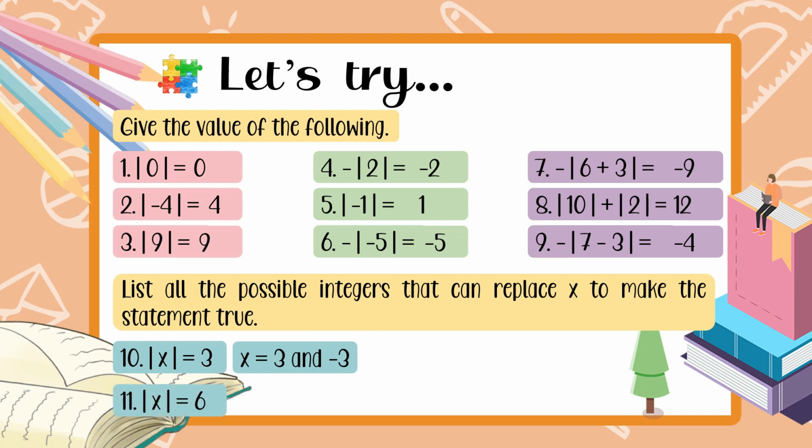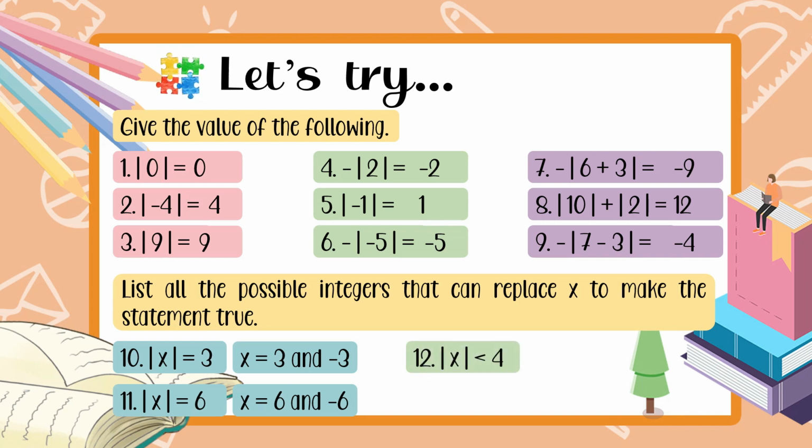Next, the absolute value of x is equal to 6. Okay, so same with number 10. Meron lamang tayong dalawang integers na makapagbibigay ng absolute value na 6. They are positive 6 and negative 6. Therefore, x is equal to 6 and negative 6.